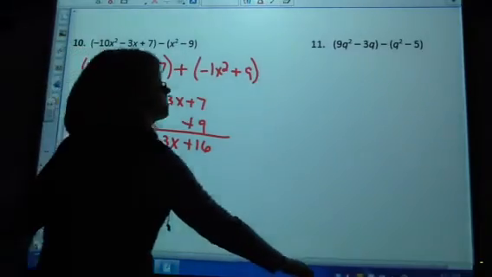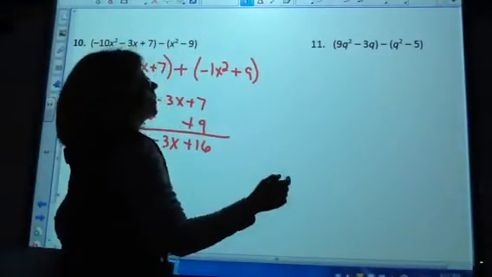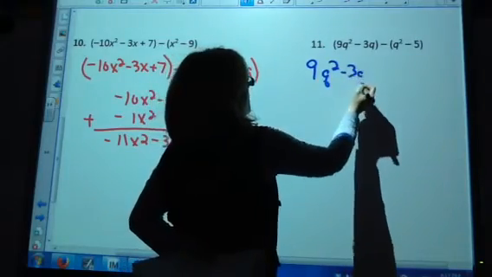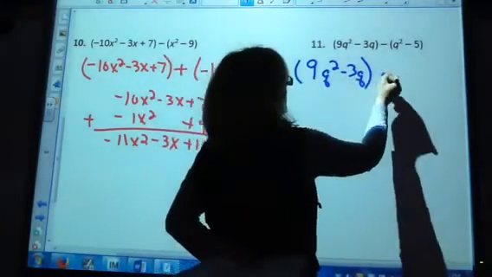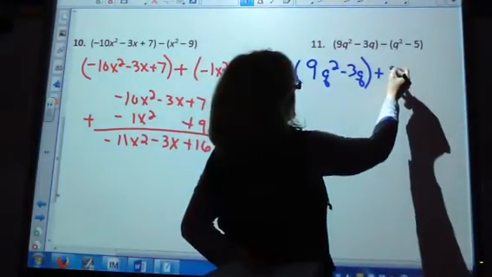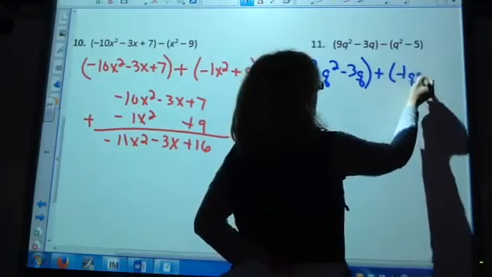Okay, last one. So we're going to keep the first binomial. We're going to change that subtraction to addition. And then every term inside the second binomial goes to its opposite.